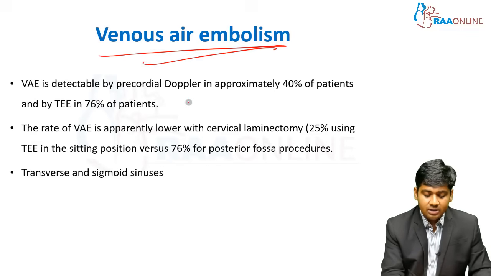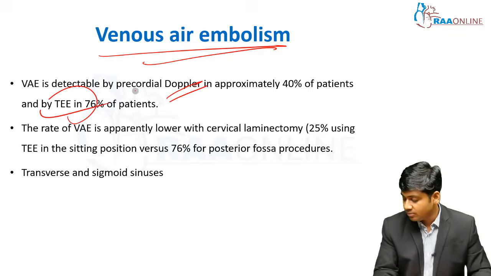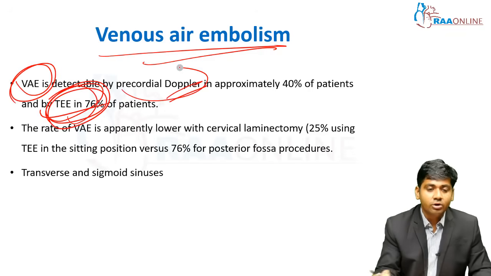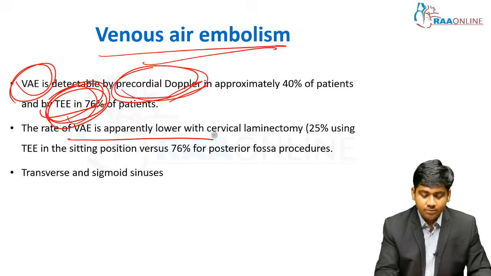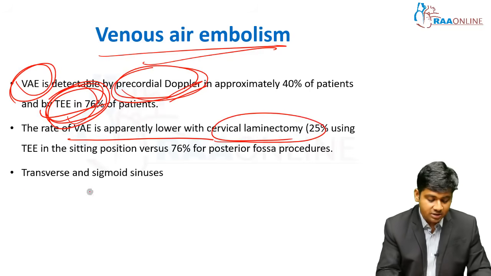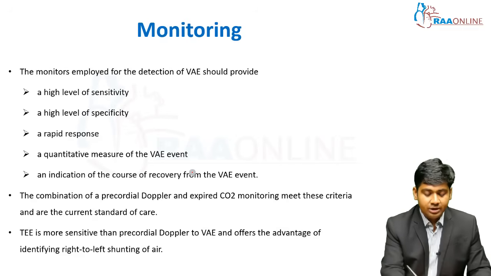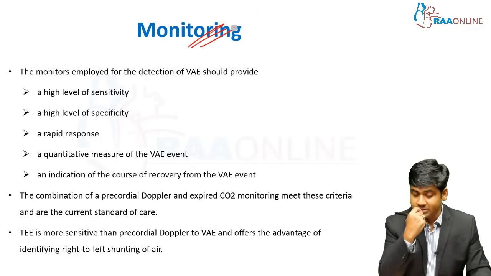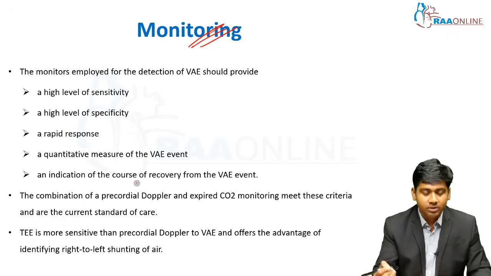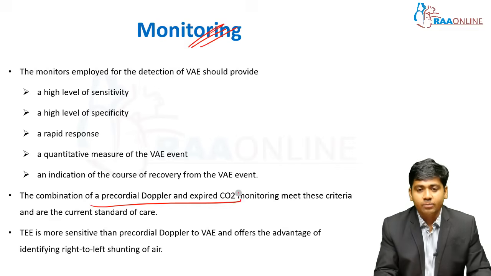For venous air embolism, precordial Doppler is very sensitive. TEE we can also use, in 76% of the patients. So the most sensitive parameter is TEE, and the second is precordial Doppler. The rate of venous air embolism is around 25% in cervical laminectomy, transverse and sigmoid sinus. Monitoring should have a high level of sensitivity, specificity and rapid response. So TEE and precordial Doppler. The combination of precordial Doppler and expired CO2 meets the criteria. TEE is more sensitive than anything.